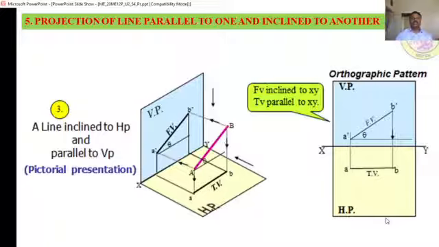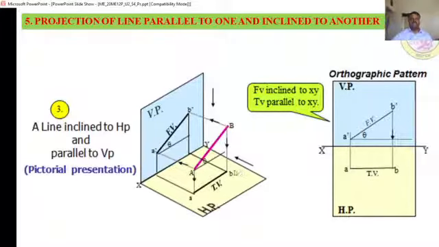Now let us see another case. Projection of line parallel to one plane and inclined to another. An example, this line is inclined to HP and parallel to VP. If this line is rotated through an angle theta, that is inclined to HP, it will become, see here, capital AB is the object which is inclined at an angle theta from the horizontal plane. When it is inclined to HP, if you project the top view, it will be foreshortened by a certain distance. So this view will not be in true length.